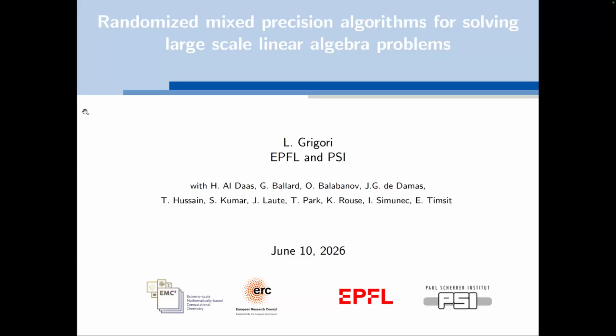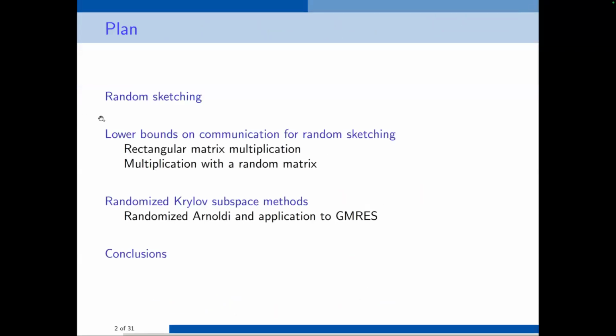And so I will start by describing what randomization is, and then I will focus a lot on how we do one of the main operations when we use randomization, which is random sketching, by presenting lower bounds on communication and then algorithms that will attain those bounds. And then I will explain briefly how randomization is used for solving linear systems or eigenvalue problems when we use Krylov subspace methods.